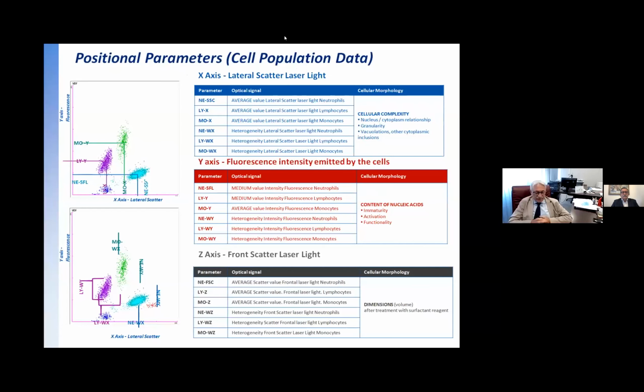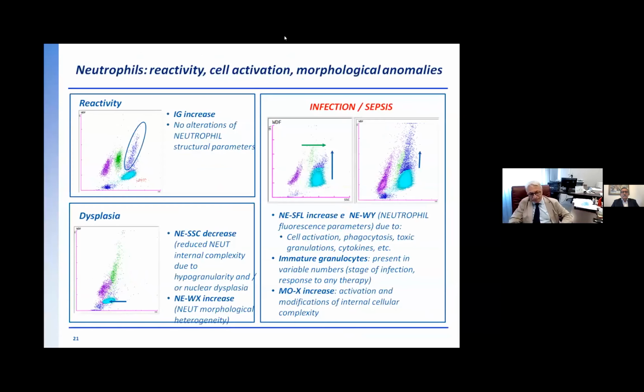Let's see what happens when you have reactivity of neutrophils with an increase of immature granulocytes, IGs, but no alterations on the normal neutrophil population. To the left, you can see the immature granulocyte population. When faced with dysplasia, we will be faced with a reduction of side scatter because there is a reduction of internal complexity due to hypogranularity, and we have an increase of scatter on a neutrophil population.